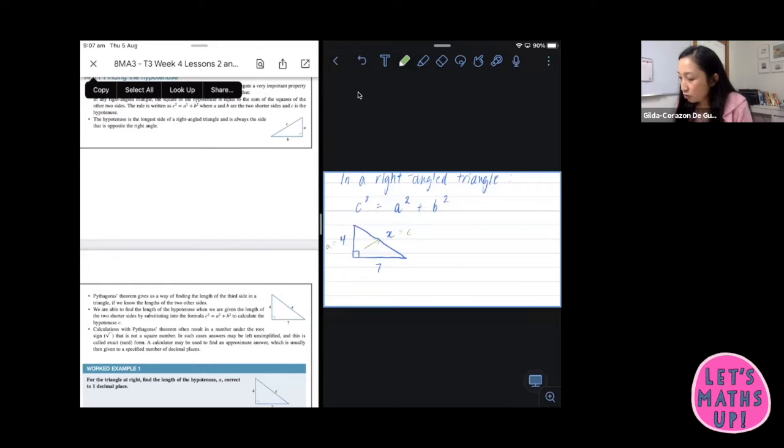You can have 4 as A, you can have 7 as B. Your A and B can swap, right? But your C would always have to be the longest side. It would always have to be the one that's opposite your right angle. You say X squared equals 4 squared plus 7 squared, okay? When I say 4 squared, does that mean 4 times 2? Or does that mean something else? Do you know where to find the squared button on the calculator?